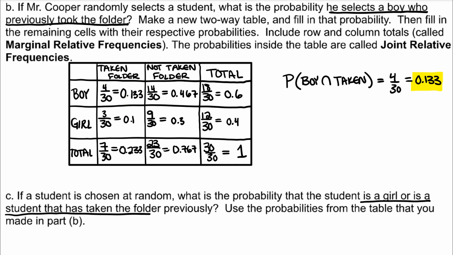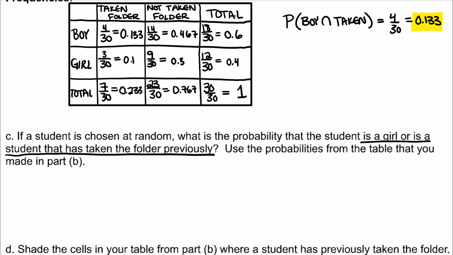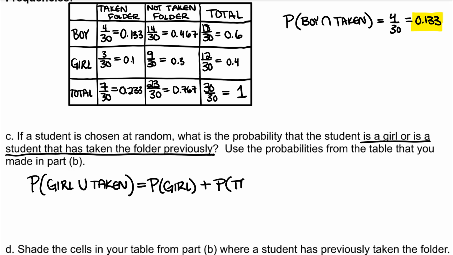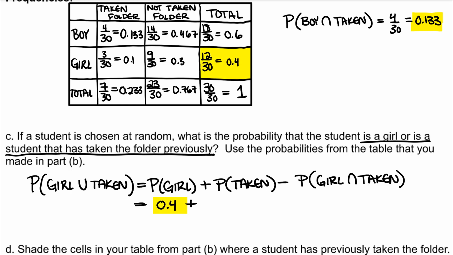If a student is chosen at random, what is the probability that the student is a girl or is a student that has taken the folder previously? This question is asking for the probability of a union, the probability of girl union taken folder. Using the addition rule, that would equal probability of girl plus probability of taken folder minus the probability of the intersection. The probability a student is a girl is 0.4 under girl total. The probability the student has taken the folder is 0.233 under taken folder total. And the intersection, one of our joint frequencies, is in the box intersected by girl and taken folder, so 0.1. The probability that the student is a girl or has taken the folder previously is 0.533.